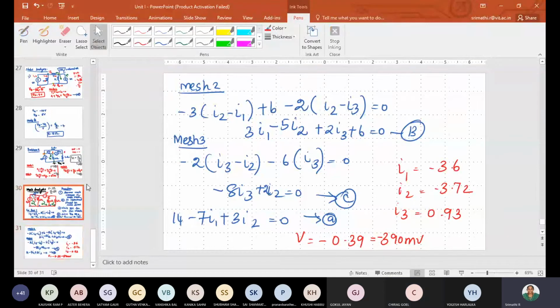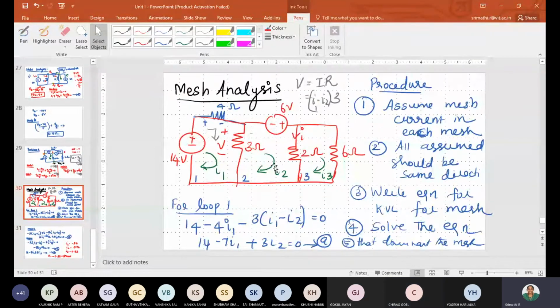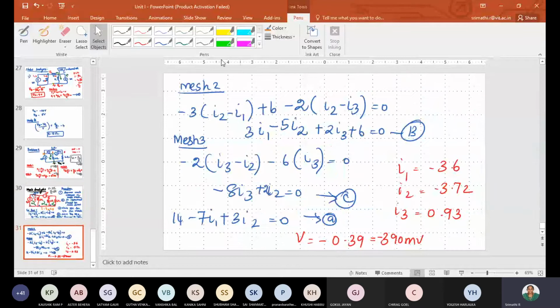Yes, ma'am. The next one, it is asked for I0. I0 is again in the direction of I2. Am I right? So how can I write this? This I is nothing but I2 minus I3. Tell me, what is I?